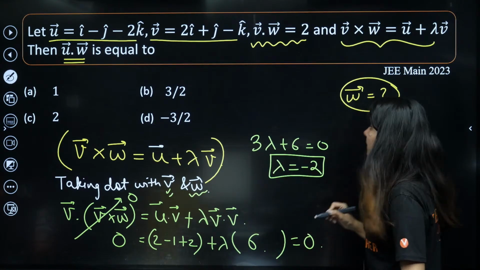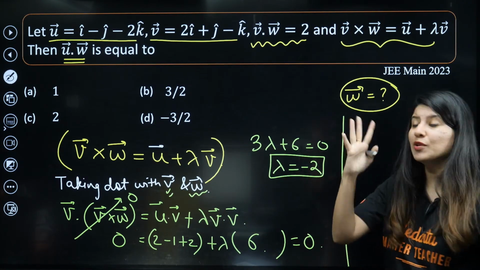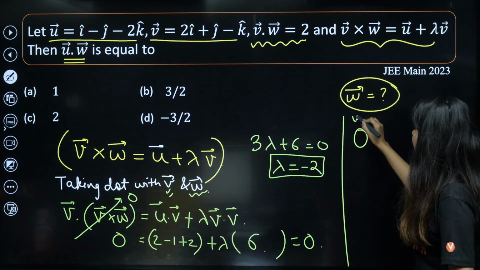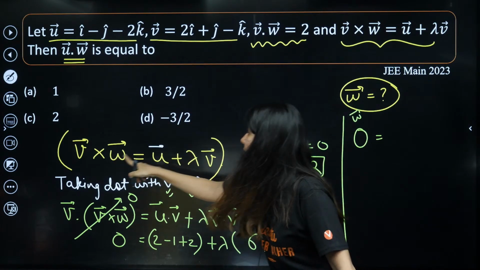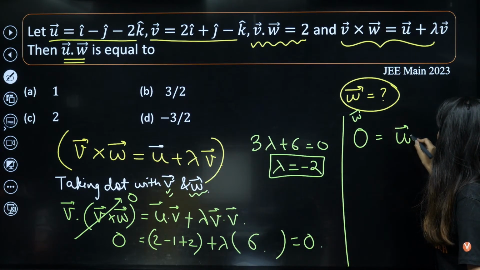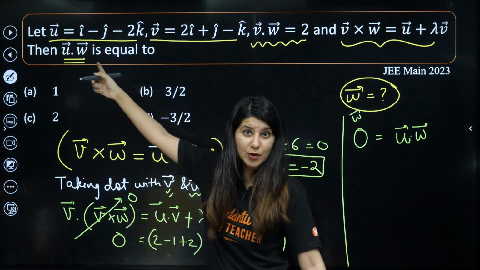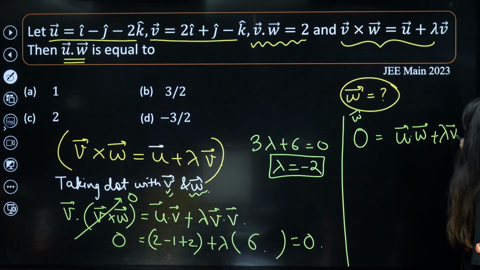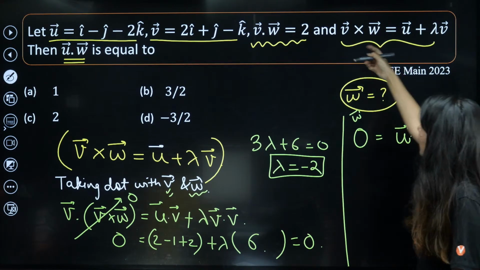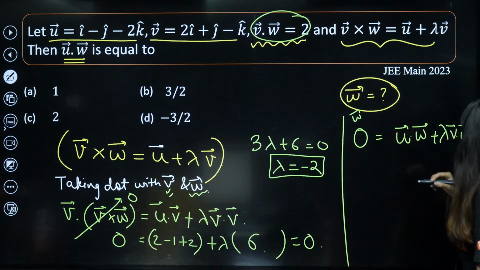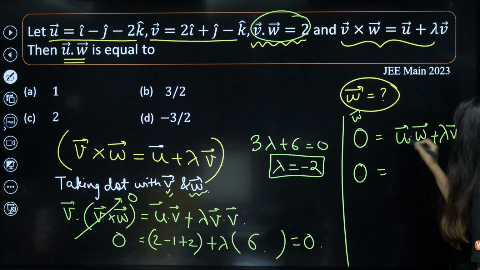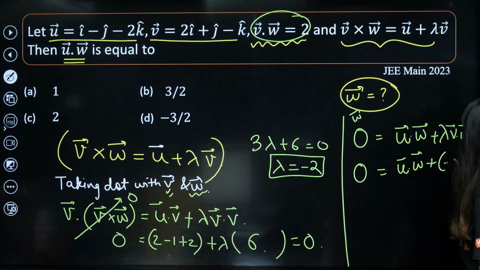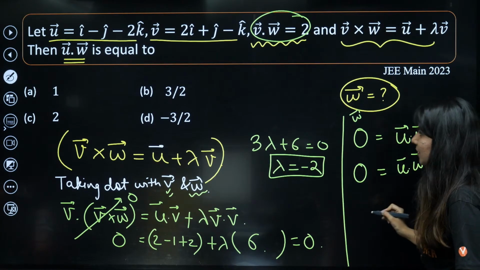Take dot with W vector now. So if I take dot with W vector, again left hand side will be 0. Right? Taking dot with W vector, left hand side will be 0 and right hand side will be U dot W. And U dot W is what you need to figure out, by the way. And plus lambda times V dot W. V dot W is already given to you, that is 2. Right? So this will become what? 0 is equals to U dot W plus lambda. Lambda is minus 2 and this is also 2. So this will become what?